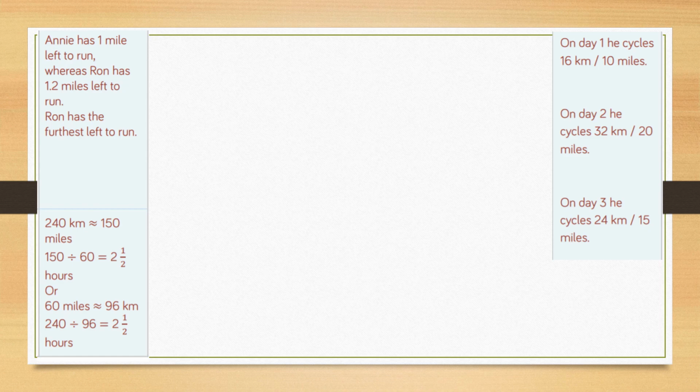So day 1 he cycles 16 kilometres. Day 2 he cycles 32. On day 3 he cycles 24 kilometres, which is approximately equal to 15 miles.